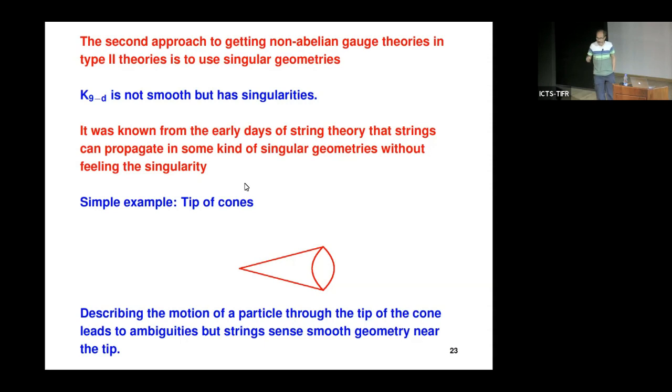This is of course not true for an arbitrary kind of singularity, but there are certain kinds of singularities that the string does not feel. That means it doesn't feel that it's a singular geometry. A simple example of this is the tip of a cone. So imagine that you have a conical space like this, the surface of a cone. This geometry is singular at the tip. And if we try to describe the motion of a point particle through this singular point, typically you run into ambiguities, because you don't know what happens here. But it turns out that the motion of a string through the tip of the cone is perfectly smooth. It doesn't feel any singularity, and you can get perfectly sensible answers for the motion of strings in such singular geometries.